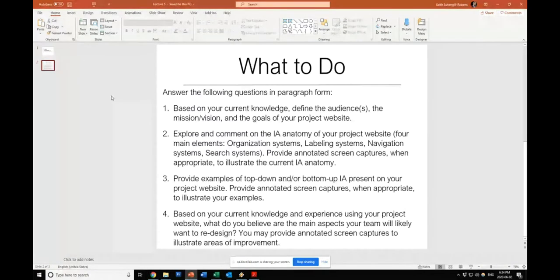So I'm going to reiterate what I talked about in the pre-recorded lecture. I just want to make sure that everybody is on the same page with this. This is what I'm looking for specifically in the project, along with the material that you already did for the first studio session. So again, based on your current knowledge, define the audience or audiences, the mission/vision, and the goals of your project website. I did talk about this in the pre-recorded version.